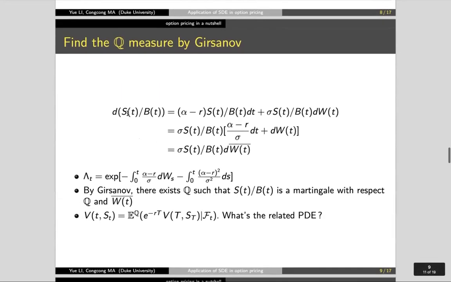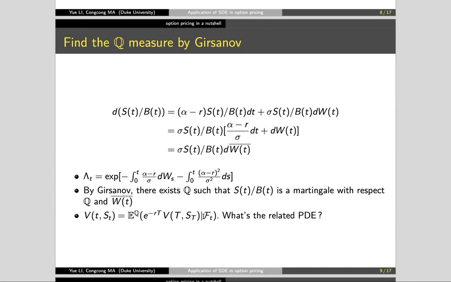If we now write the equation for S(t) divided by B(t), we realize that finding this equivalent measure is really a matter of applying Girsanov. Writing this equation out, you can define lambda(t) by this expression. By Girsanov, there must exist a measure Q such that S(t) divided by B(t) becomes a martingale with respect to the measure Q and this new Brownian motion W bar(t). Then we define the value of the option as the expectation under Q of the discounted terminal payoff.